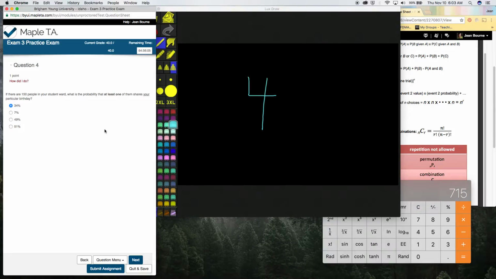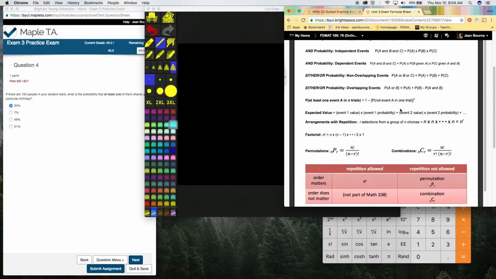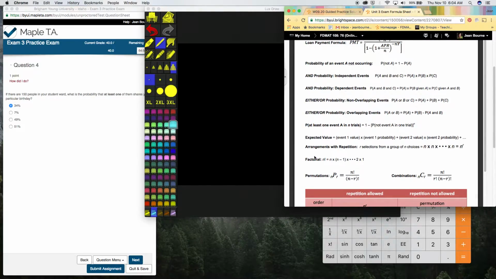Okay, there are 150 people in your student ward. What is the probability that at least one of them shares your particular birthday? Okay, so again, we're coming over to this thing, and there is the at least one. Where is that? There it is. Probability of at least one. Let's write that formula down.